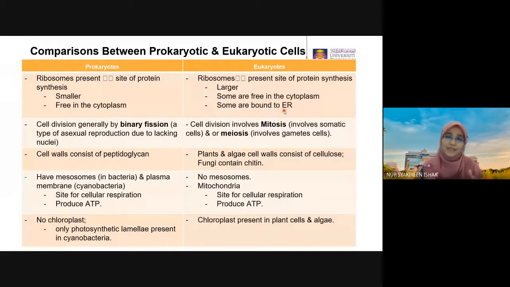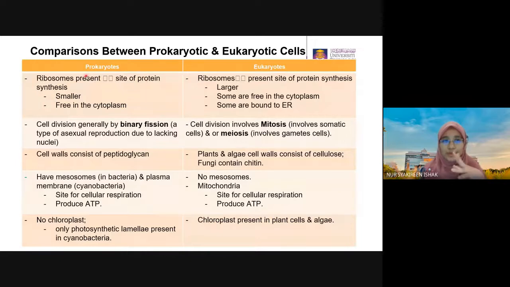It functions in the synthesis of protein that will become enzyme, for example, enzyme to be secreted out of the cell, or hormone that is to be secreted out of the cell. For a smooth endoplasmic reticulum, they do not have any ribosome on the surface of the organelle, but the smooth endoplasmic reticulum is involved in, for example, the metabolism of lipid and the metabolism of carbohydrates. So they have different functions.